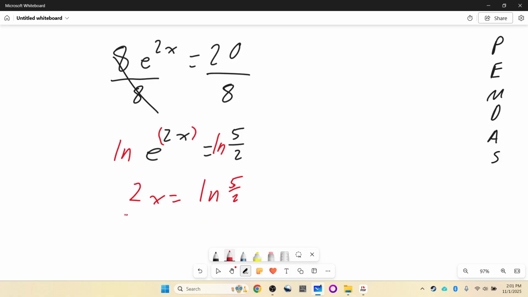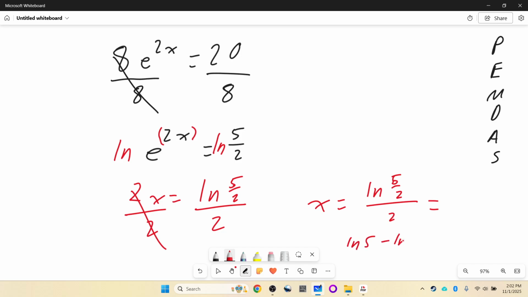Then I need to divide by 2. X is natural log of 5/2 over 2. There's a few different ways you would write this. If you prefer, you can write it as natural log 5 minus natural log 2 all over 2. Those are equally valid answers. I'm not preferring one over the other. But this is an exact answer. If you were asked for a decimal, you would type it into a calculator and you get about 0.458.